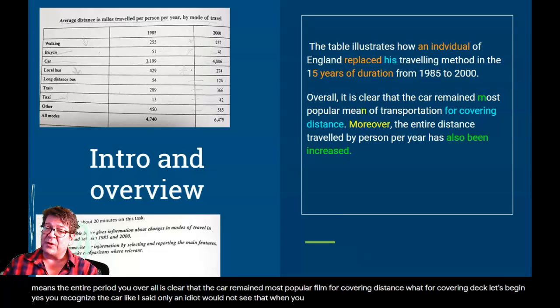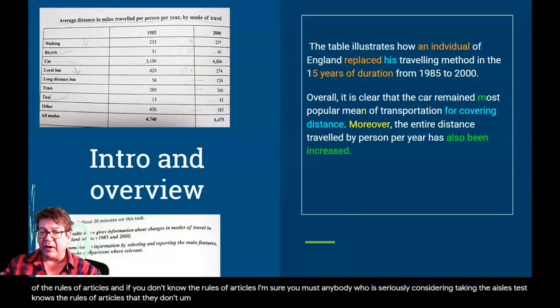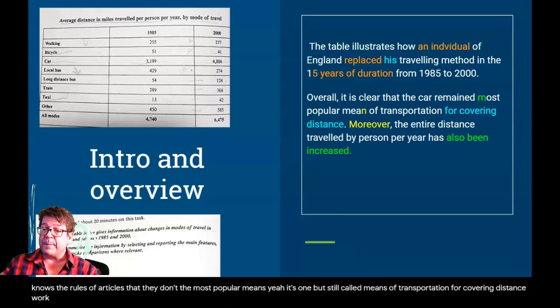When you use most, like any superlative, what comes before most? It's one of the rules of article. The most popular means, yeah, it's one, but it's still called means of transportation for covering distance. Moreover. Moreover is not the appropriate connector here.